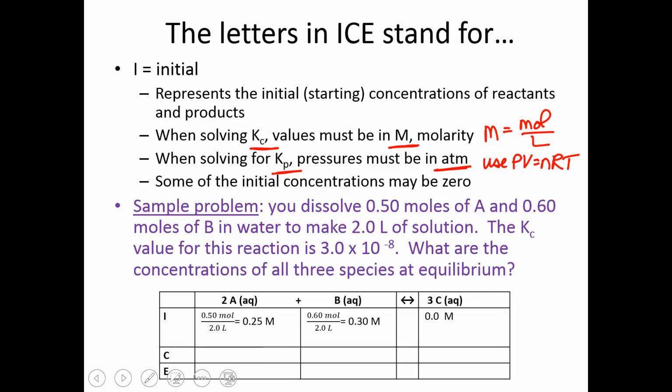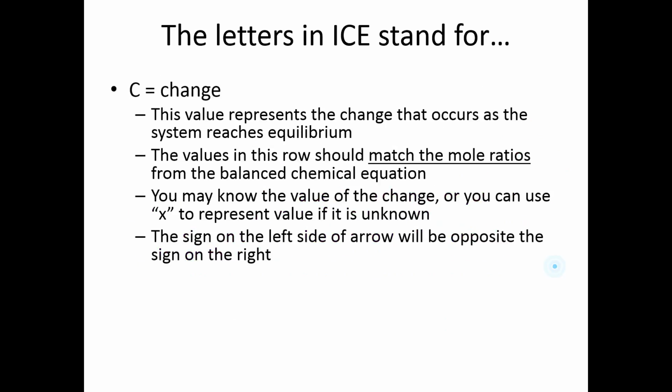Here's a sample problem, and you can see again I is our initial values, and notice that some of the initial concentrations might be 0. Like in this scenario, it says you've got a reaction where you're adding A and B to water, and C is not mentioned, so we're going to assume that there is no C to begin with. So some things might start at 0.